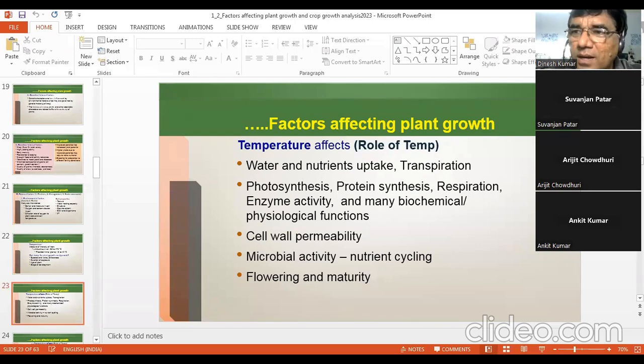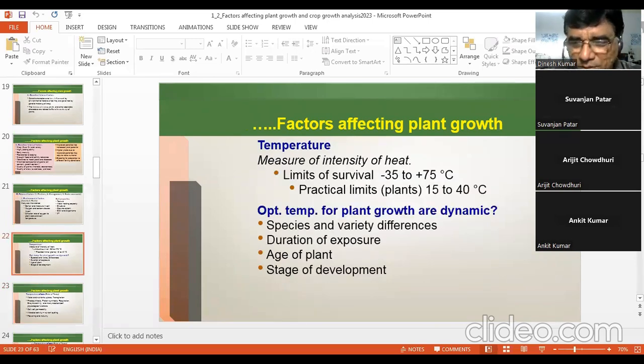Now, why temperature is important? You can tell me what role temperature is playing in the plant? In what way temperature is important for crops or for plant? Yeah, Ankit. Why temperature is important for plant? Why I'm talking of optimum temperature? What will happen if we have optimum temperature? What will happen if we have sub-optimum temperature? Sub-optimum means lower or higher.